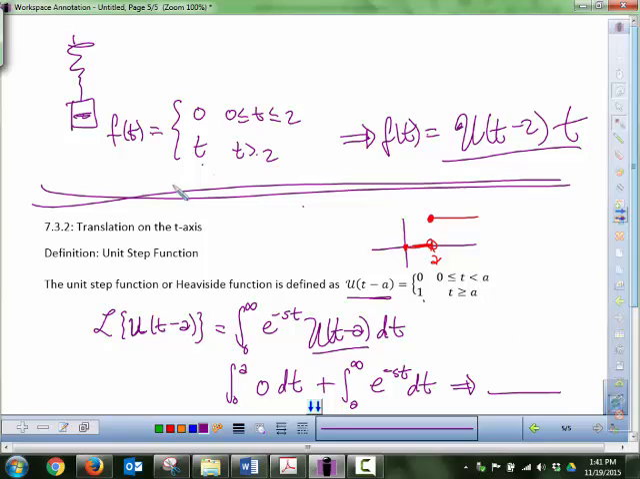Okay? So now, instead of writing it as a piecewise function with two pieces like this, I can use my unit step function, and now I can rewrite my function as a unit step function times t. Okay?